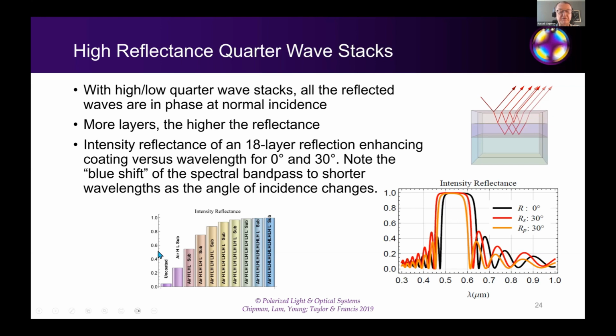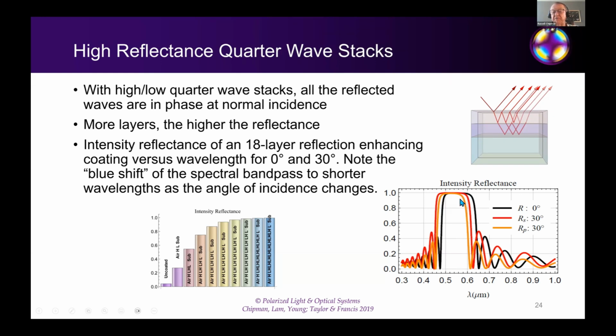4 layers, I'm over 50%. 6 layers, I'm over 70%. And by 18 layers, I'm up almost to 100% reflectance. And there's essentially no light getting through. And then that's this black curve here. And this is showing us a function of wavelength.